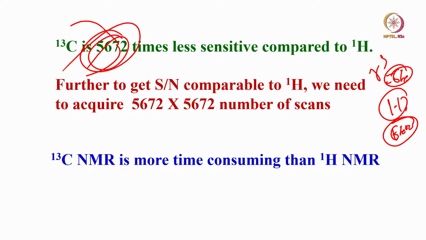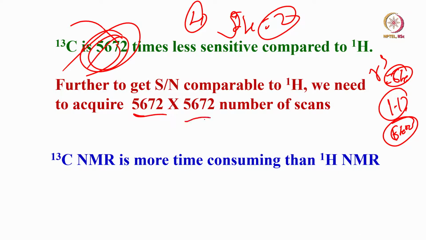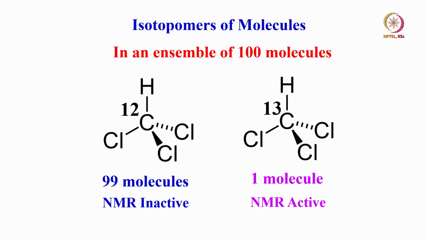But signal to noise ratio, when I acquire the signal, goes by the square root of the number of scans. If I acquire 4 scans, then signal to noise ratio will be root of 4. It is going to be 2. So I have to multiply this by this to get good signal to noise ratio. All these things tell me carbon 13 NMR is more time consuming than proton NMR. It's very, very time consuming, very less sensitive, very difficult to detect.